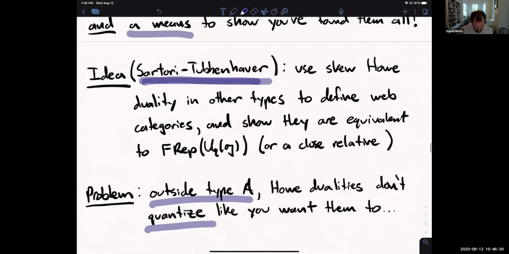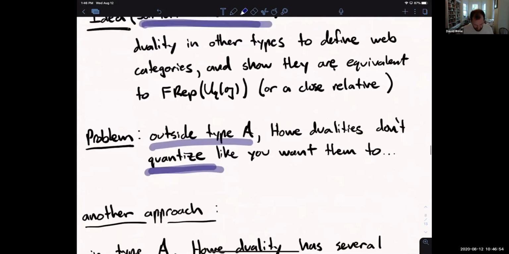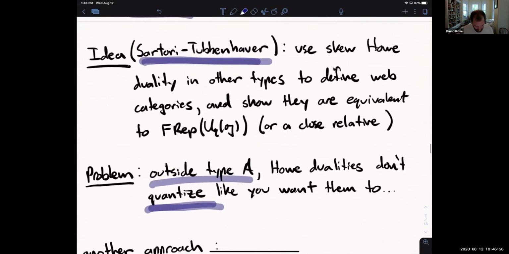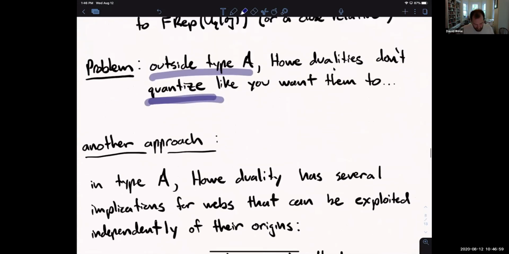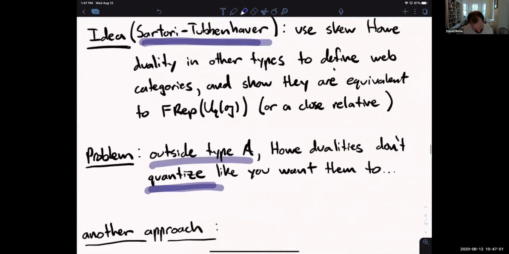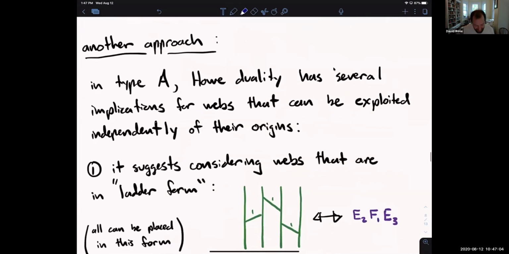So a takeaway, or my takeaway from this beautiful Sartori Tubenhauer paper is this procedure will not just allow you to turn on the Kamnitzer-Morrison machine, because when you quantize, something that you want to remain a quantum group becomes a different algebra that is no longer immediately relevant to this problem. Okay. So what do you do? Well, you don't give up. You try another approach.